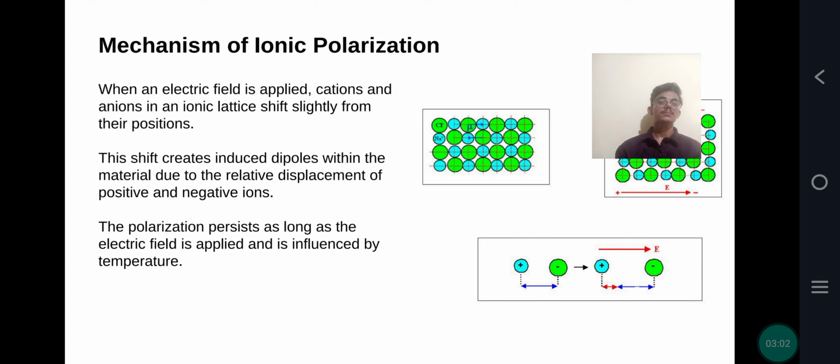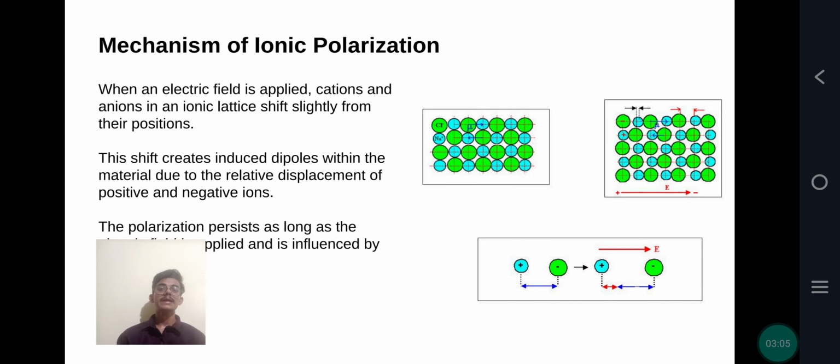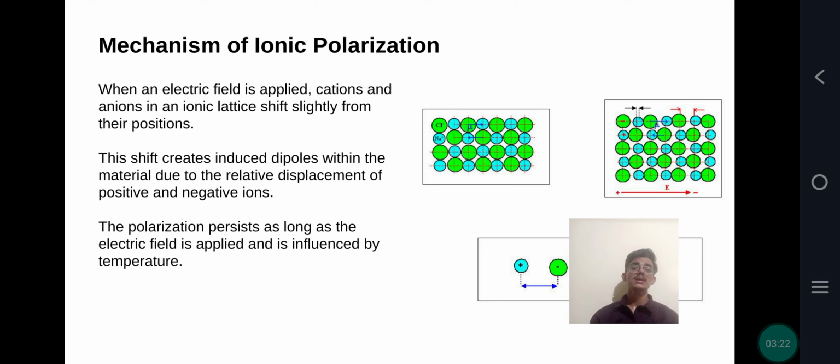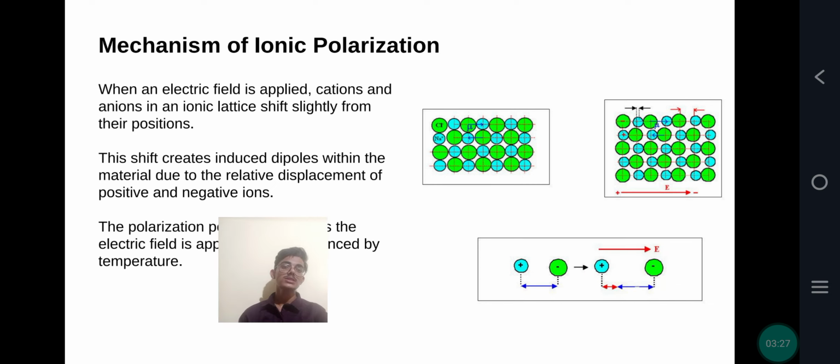Mechanism of ionic polarization. When an electric field is applied, cations and anions in an ionic lattice shift slightly from their position. This shift creates an induced dipole within the material due to the relative displacement of positive and negative ions. The polarization persists as long as the electric field is applied and is influenced by the temperature. This picture gives a clear, detailed explanation of ionic polarization. Here, this is the displacement between the anions and cations. Let us take the example NaCl. Na plus is the cation and Cl minus is the anion.